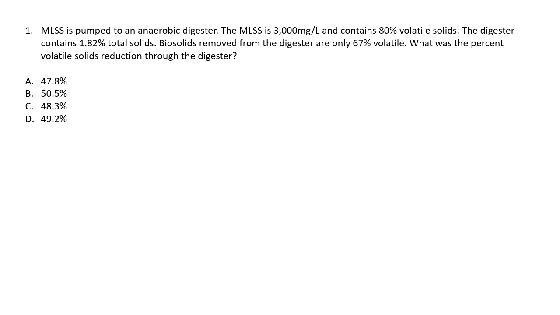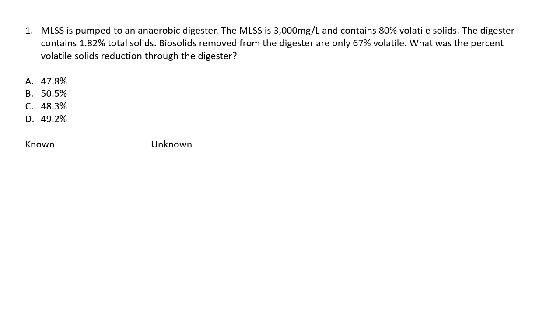Question 1. MLSS is pumped to an anaerobic digester. The MLSS is 3,000 milligrams per liter and contains 80% volatile solids. The digester contains 1.82% total solids. Biosolids removed from the digester are only 67% volatile. What was the percent volatile solids reduction through the digester?